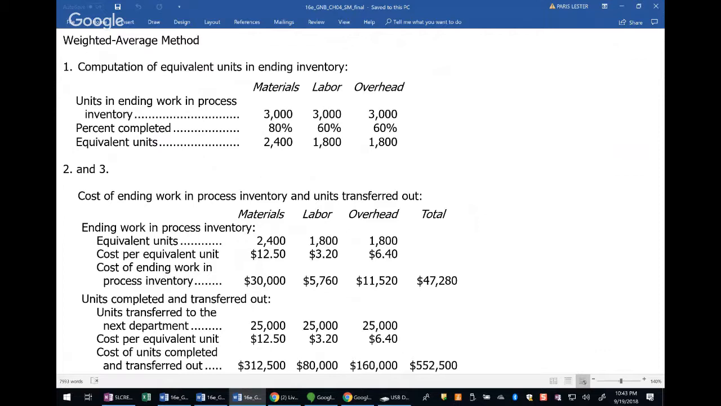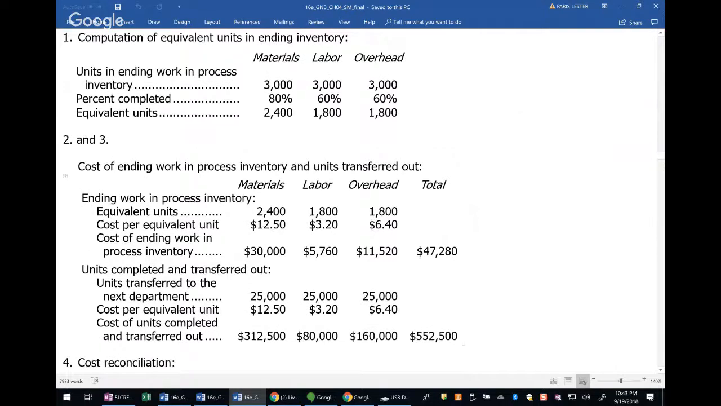Now, units completed and transferred out. All right, 25,000 times your cost per equivalent unit. They're just giving you bits and pieces of a problem. Now, again, this won't write, but if you took this 2,400 and added that to 25,000, that'd be your equivalent units, wouldn't it?